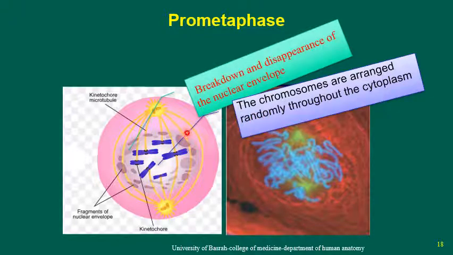فالصفة الأخرى هي الكروموسومات تترتب بشكل عشوائي في داخل السيتوبلازم نتيجة لتحطم الغلاف النووي. كل كروموسوم أيضا يرتبط بالميتوتيك سبندل بخيوط المغزل عند نقطة تسمى بالكاينيتوكور أو تسمى بالسنترومير. هذا الارتباط يساعد في حركة الكروموسومات إلى الأقطاب المتعاكسة في الأطوار المقبلة.